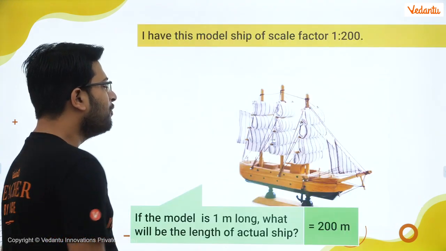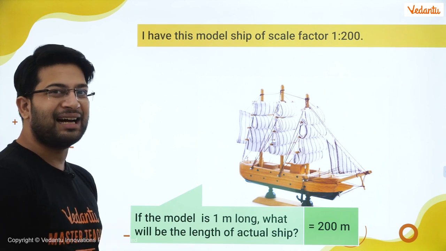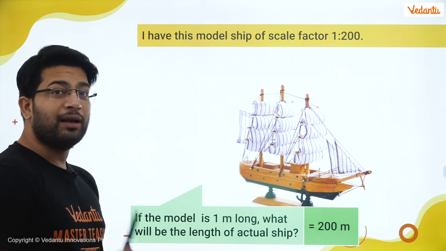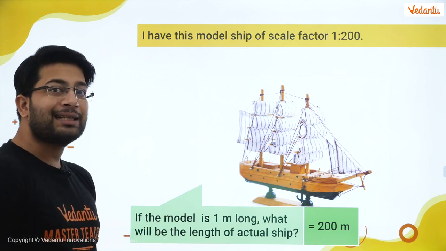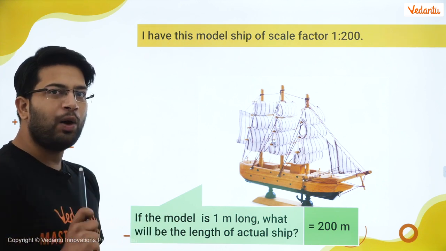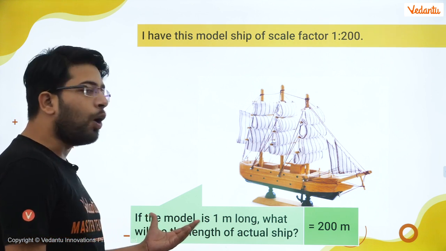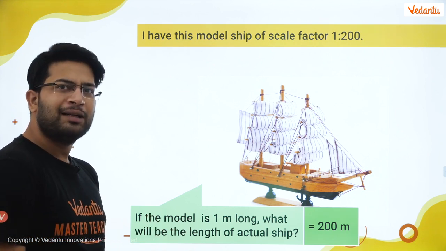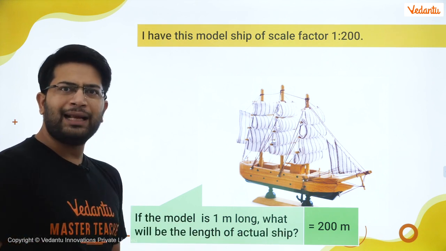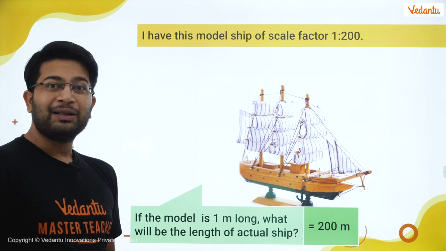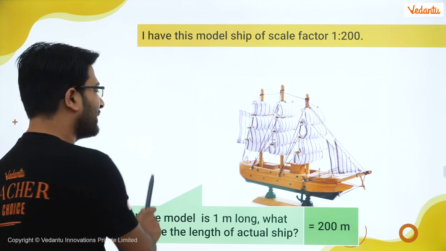Okay. Very good. So now in the same example that we have seen in the starting of the class, the lab model, the model shape had the length of 1 meter and the scale factor was 1 upon 200. If the scale factor was 1 upon 200 and the length of the model shape is 1 meter, the length of the original shape will be 200. Only then the ratio will be 1 upon 200. So now I hope you got the concept of what is the use of the scale factor.